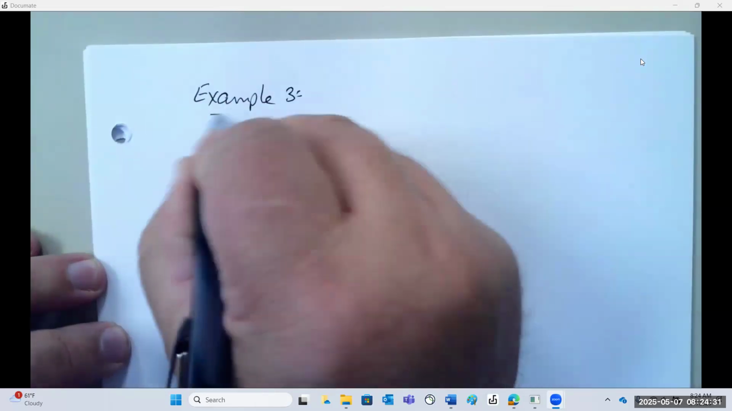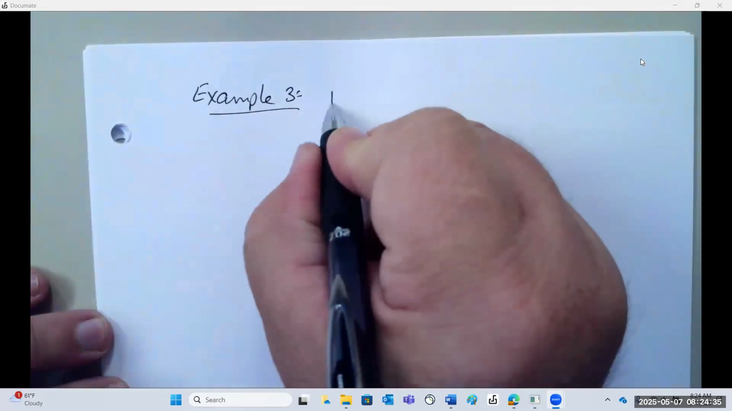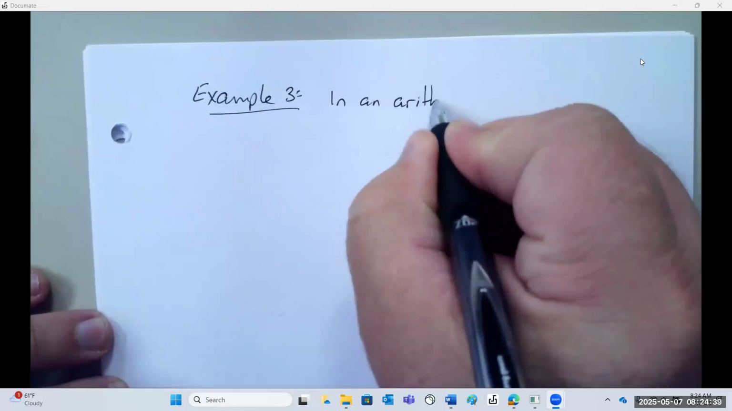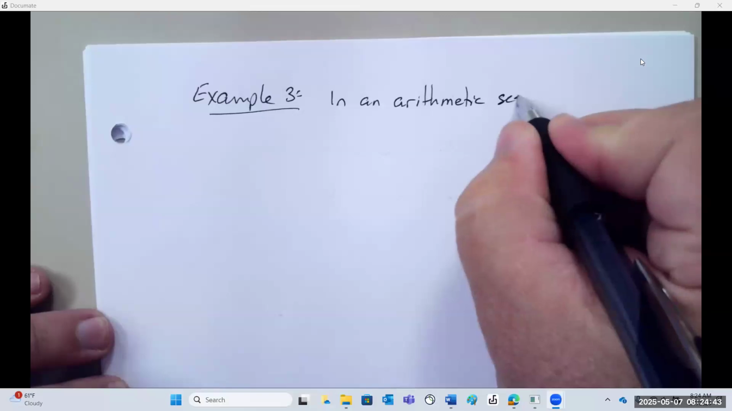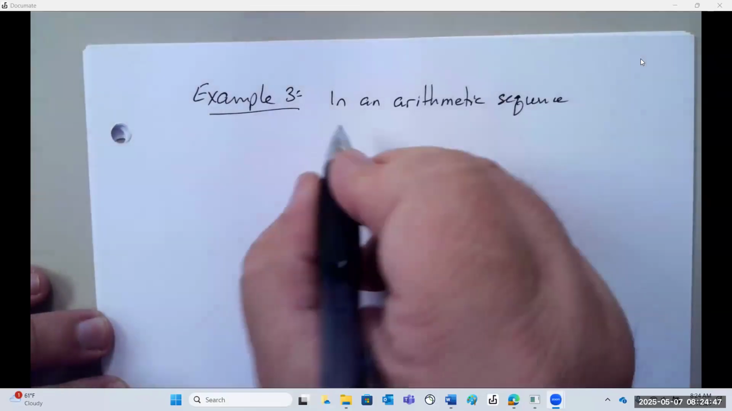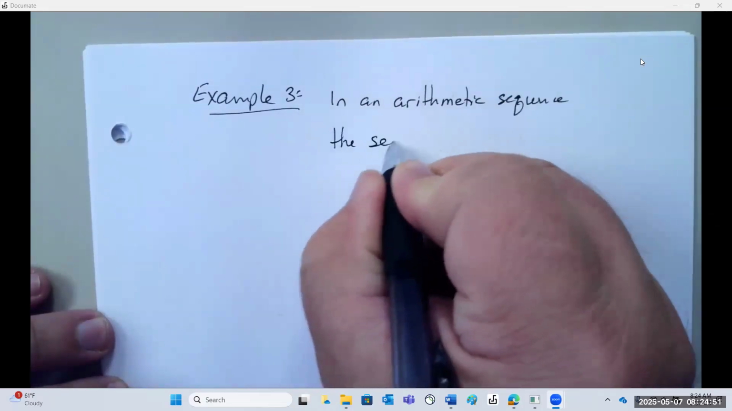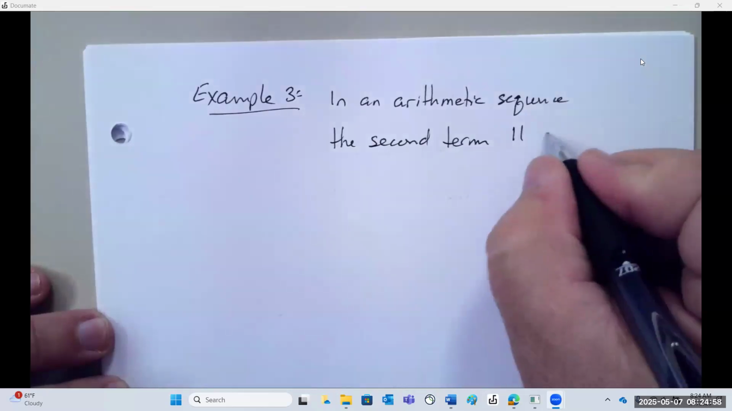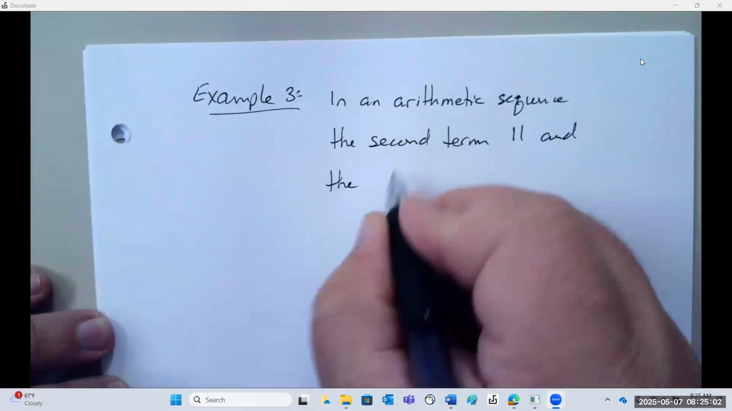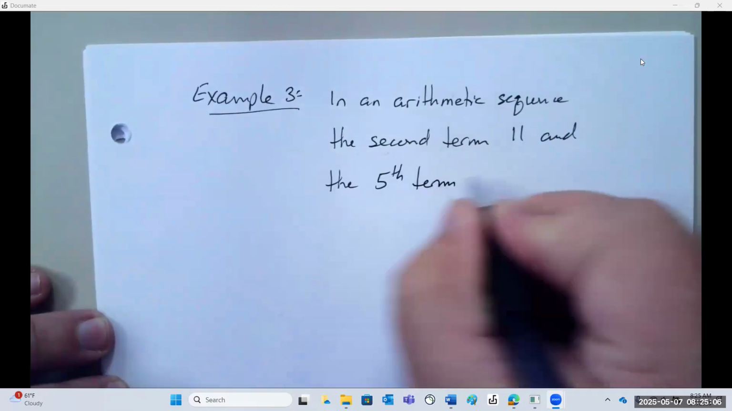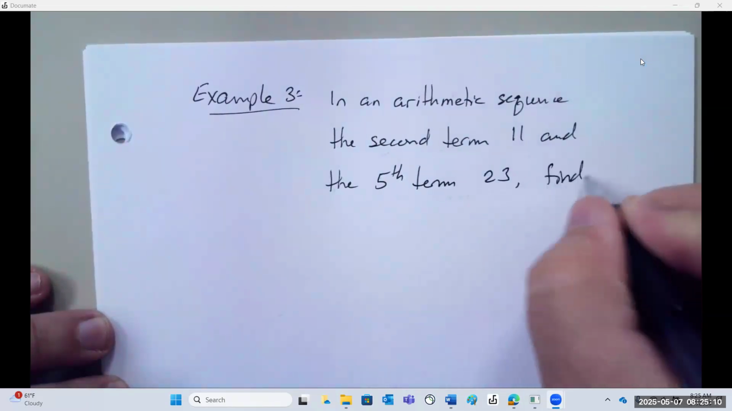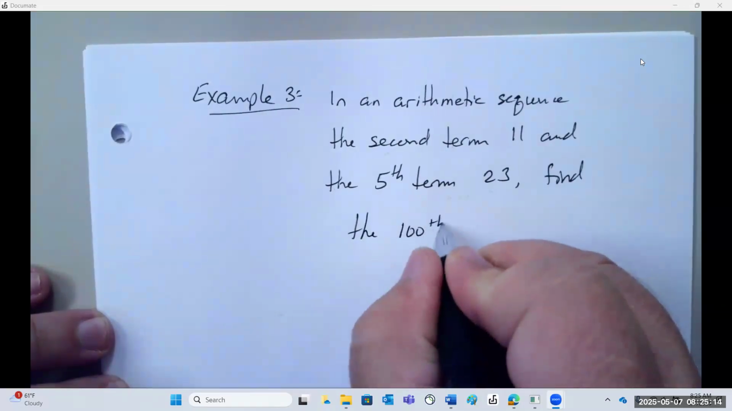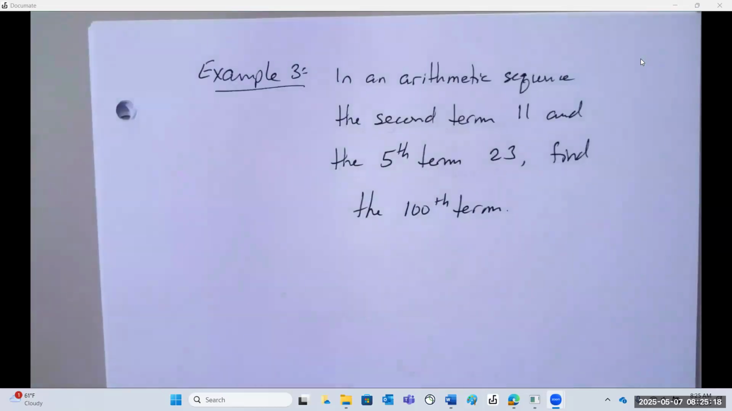All right, let's look at an example here. In an arithmetic sequence, the second term is 11 and the fifth term is 23. Find the 100th term.